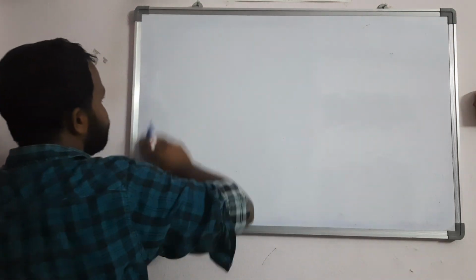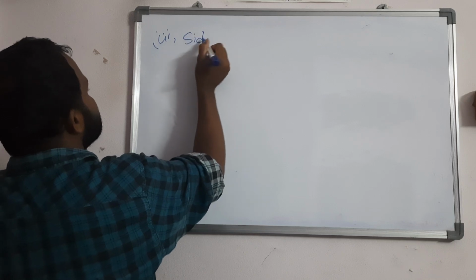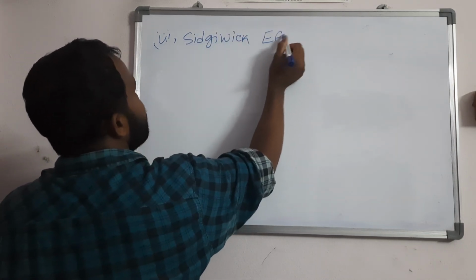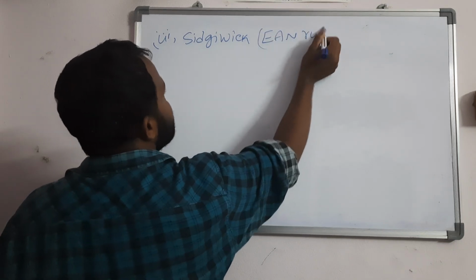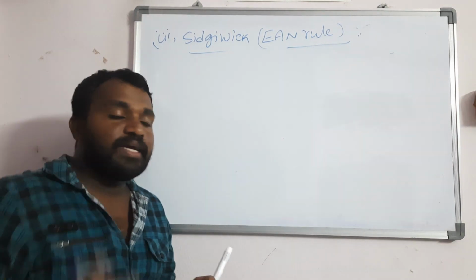Next, Sidgwick theory. In this session, this is the last theory I am going to discuss. Sidgwick EAN rule, you can say: Sidgwick theory, or effective atomic number rule.